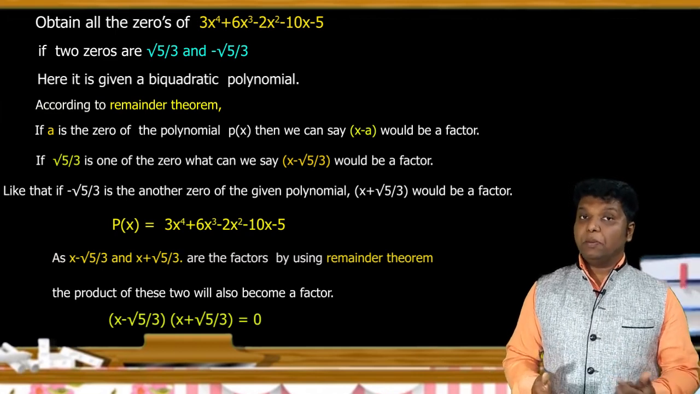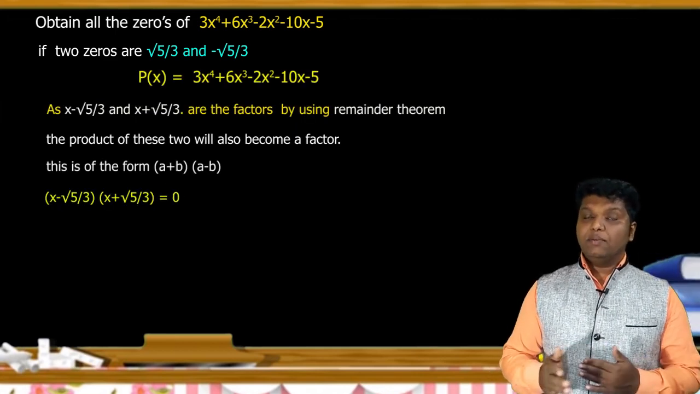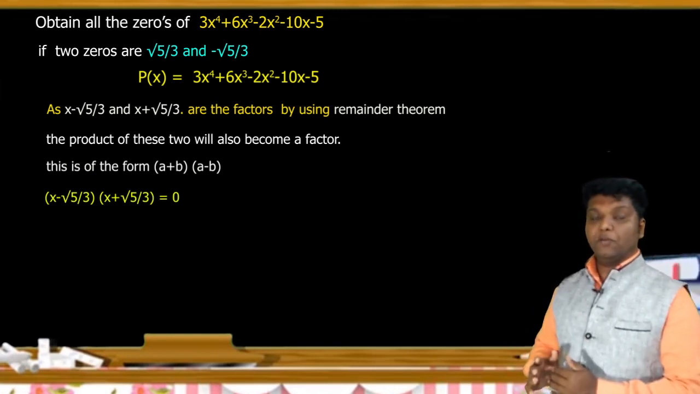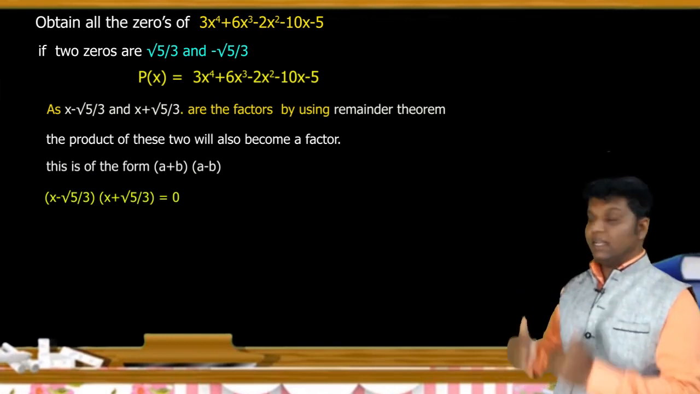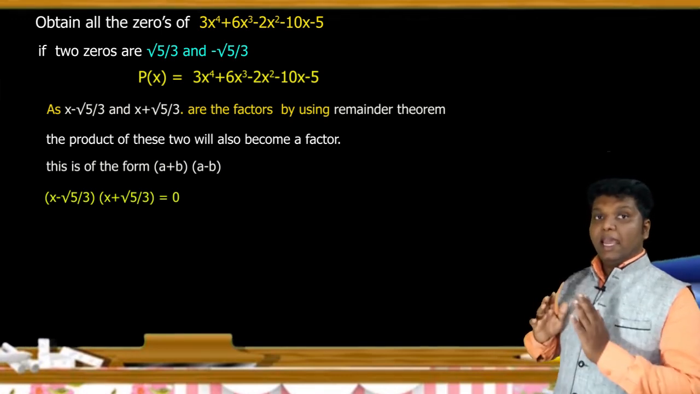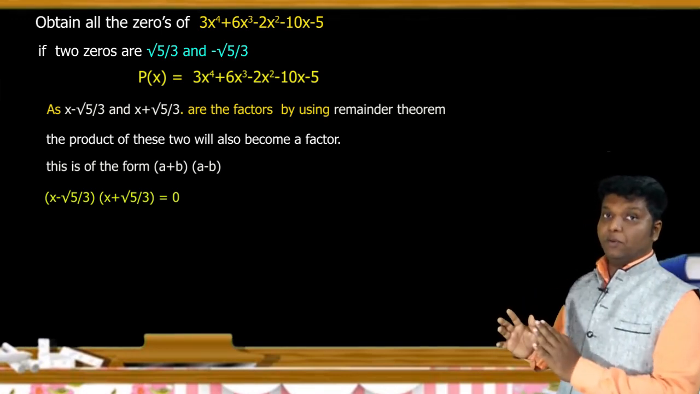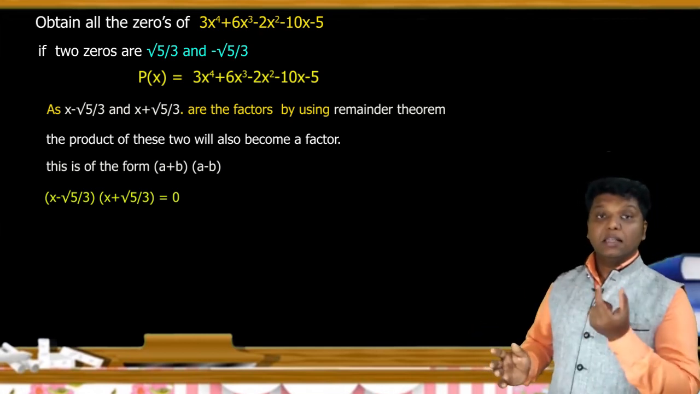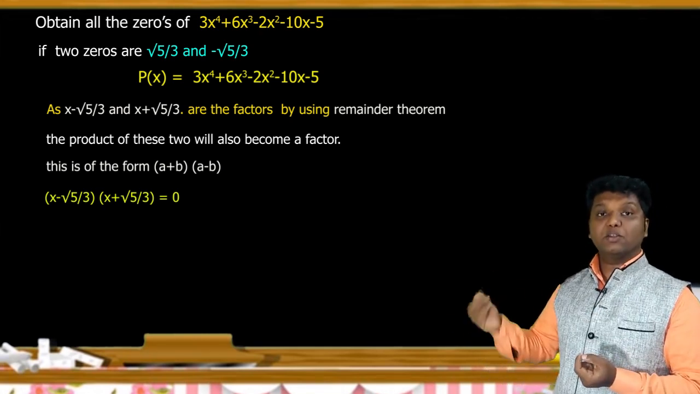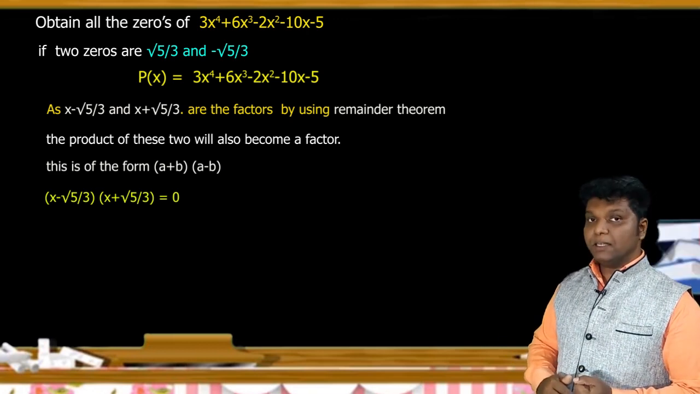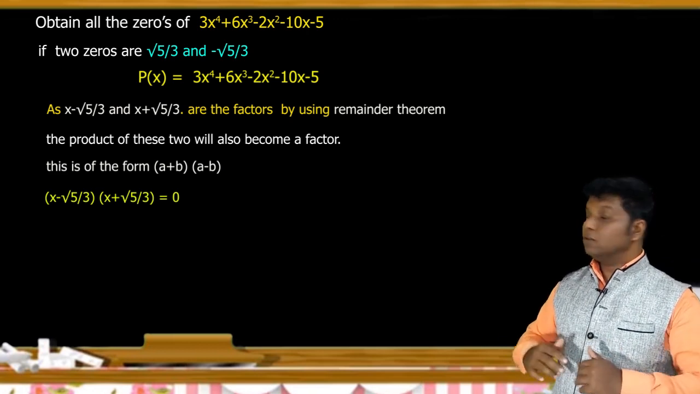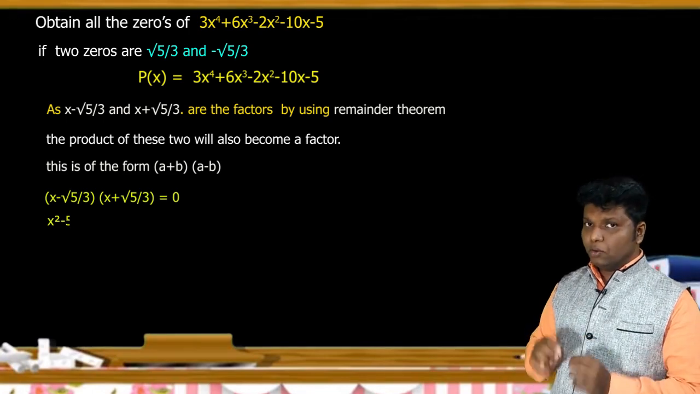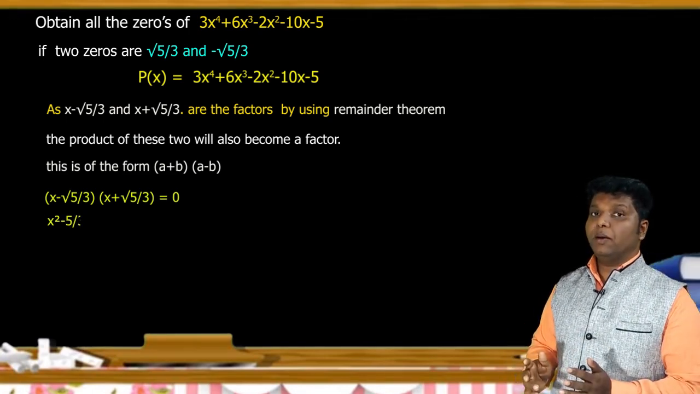Okay. Now solving this one, this is of the form a plus b into a minus b. So how can we write? In the next step, a plus b into a minus b means a square minus b square, means the square of the first term minus the square of the second term. So here what is the first term? It is x. So the square is x square, minus what is the second term? It is root 5 by 3. So what is the square of root 5 by 3?